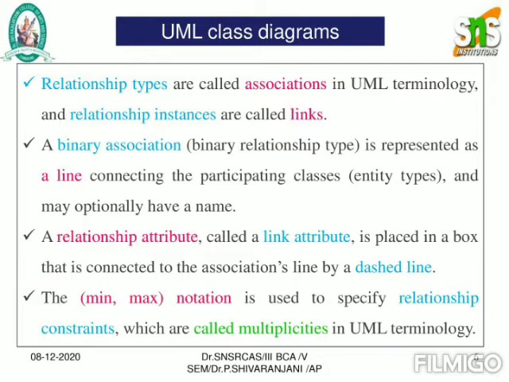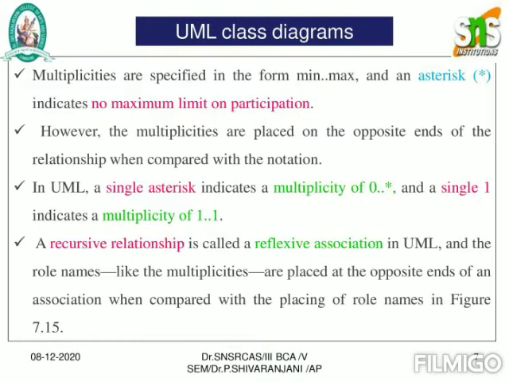There is also another notation called the min and max notation, used to specify the relationship constraints, which are called multiplicity in UML terminology. The multiplicities are specified in the form of min and max, with an asterisk indicating no maximum limit on the participation. However, the multiplicities are placed on the opposite end of the relationship. We can compare with the notations. In UML, the single asterisk indicates a multiplicity of 0 to many and a single 1 indicates a multiplicity of 1.